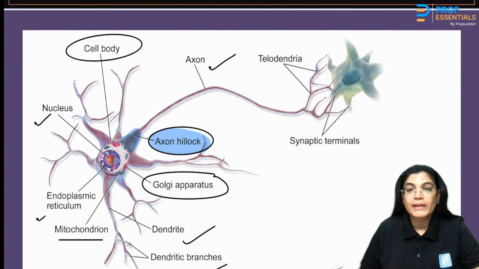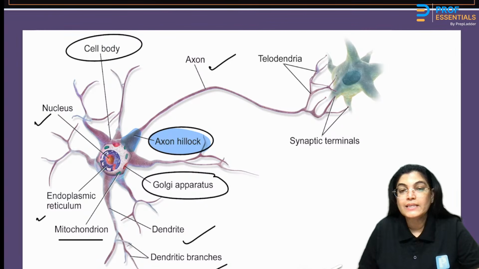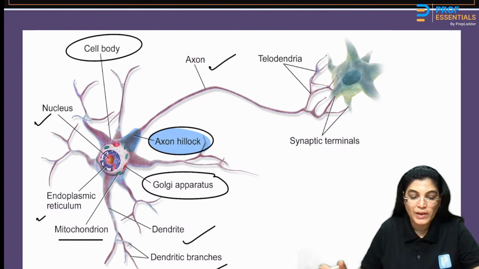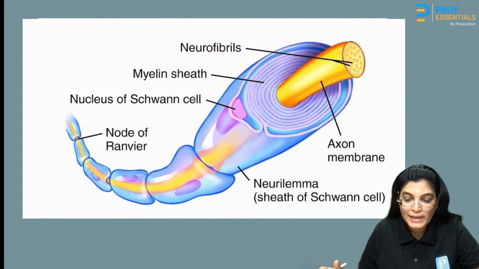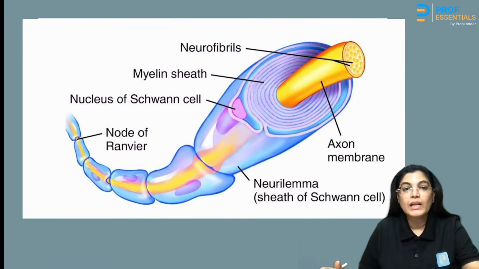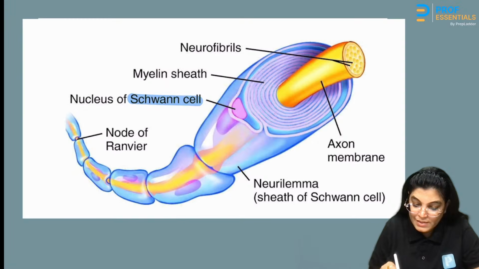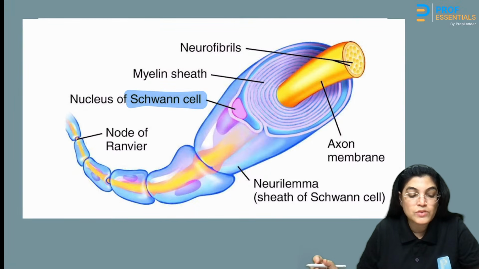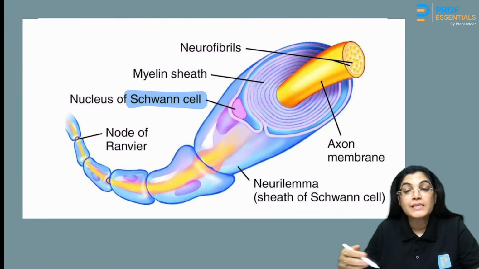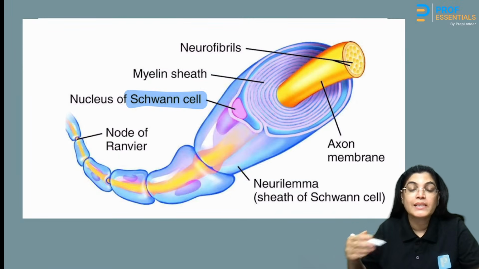Now, the enveloping cells around the axon are Schwann cells. I would also like to show you that. In the case of the axon, you can see the axon membrane and a sheath lying outside. The Schwann cells are residing outside. Axons have concentric lamellae, a concentric wrapping enveloping them, in the form of the myelin sheath.